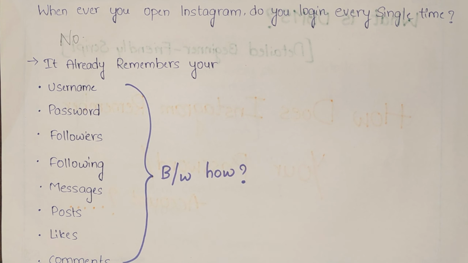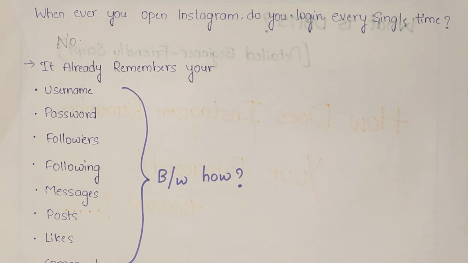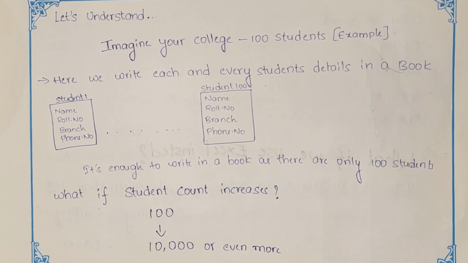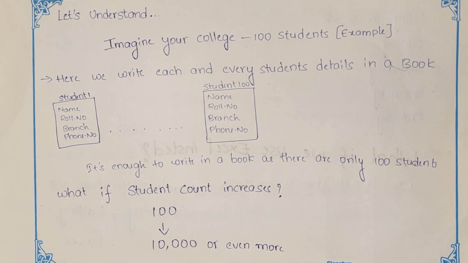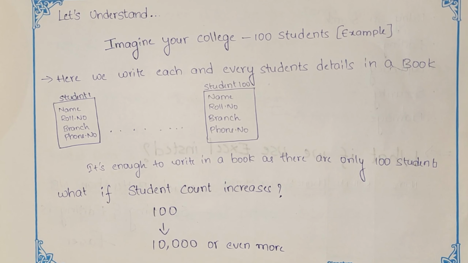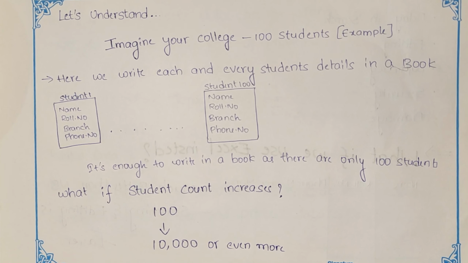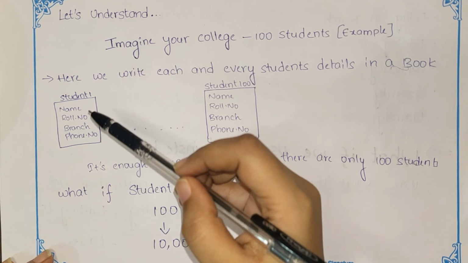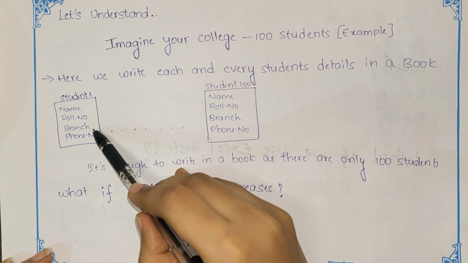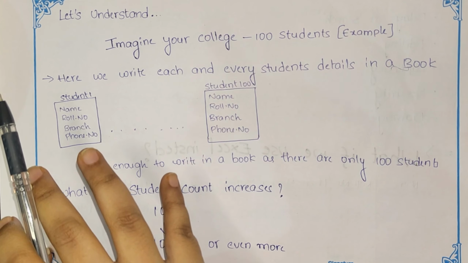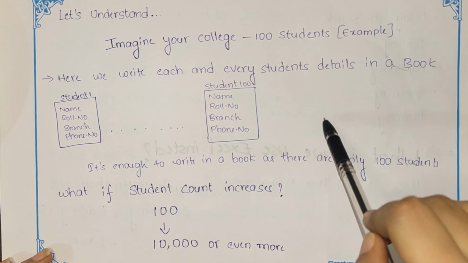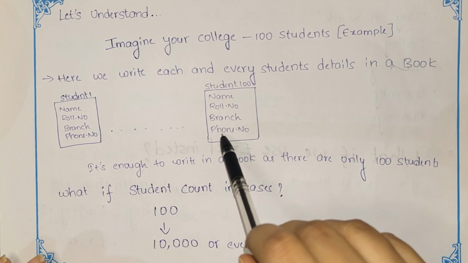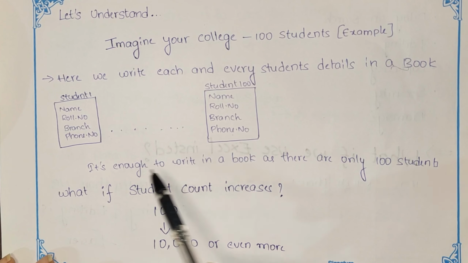But how does the server organize billions of users? Let's understand. Imagine your college with 100 students. I know no college will have only 100 students, it's just a rough example. Each student's details are written manually on an individual page: name, roll number, branch and phone number are written in the first record for the first student, and so on up to 100 students. As only 100 students are there, the book is enough.